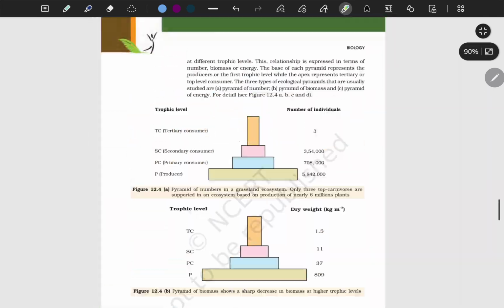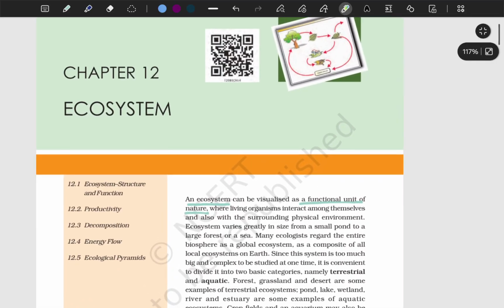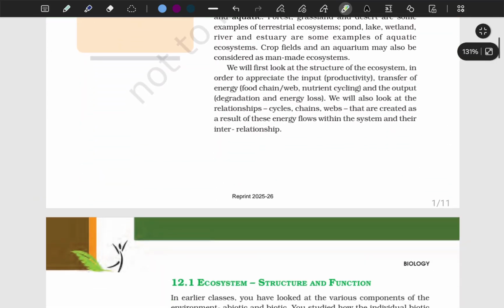This was all about the chapter Ecosystem. This was the second chapter of our ecology unit. So I hope you all understood the chapter.